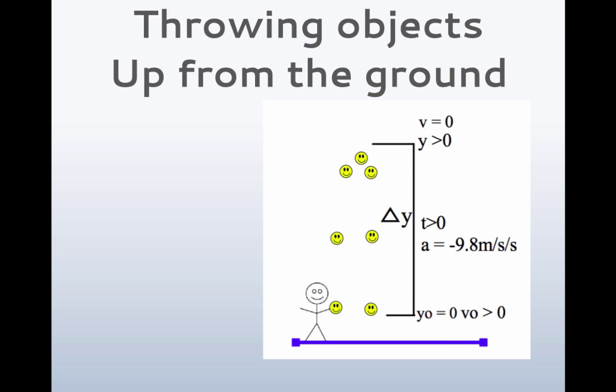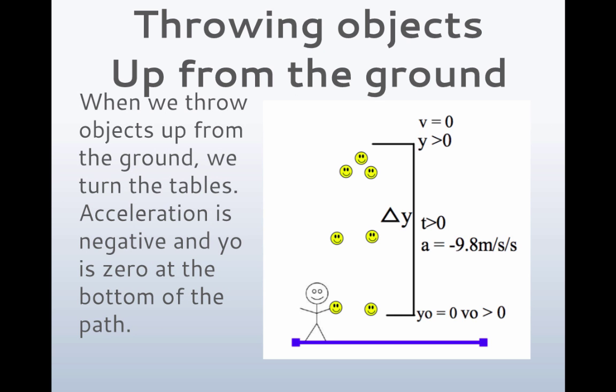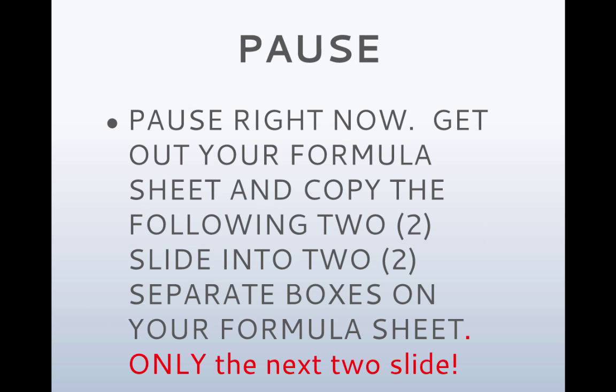When we throw objects up from the ground, notice in this diagram, everything is labeled. Ground is 0, where the velocity is greater than 0. Your delta y is your height, okay? The velocity at the top is 0. So when we throw objects up from ground level, we turn the tables. Acceleration is negative, y naught is 0 at the bottom of the path. So right now, pause, get your formula sheet out, and add the following 2 slides.